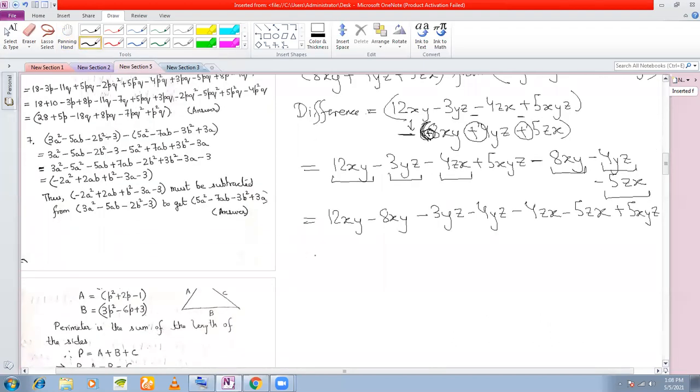Okay. Now we do our addition, subtraction, whatever. 12xy minus 8xy. 12 minus 8 is 4, so 4xy. Minus 3 is here and minus 4 is here. Minus 3 and minus 4 will combine to give you minus 7yz. Okay. Minus 4 is here, minus 5 is here. Minus 4 minus 5, what is minus 4 minus 5? It is minus 9zx plus 5xyz.